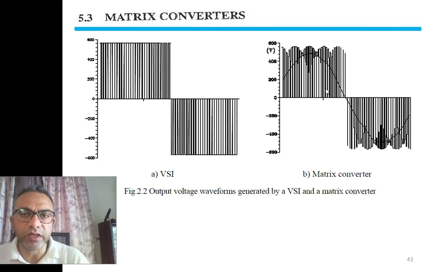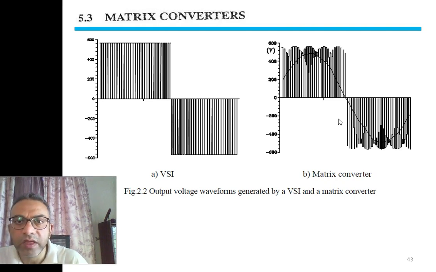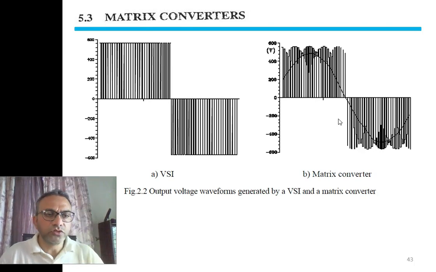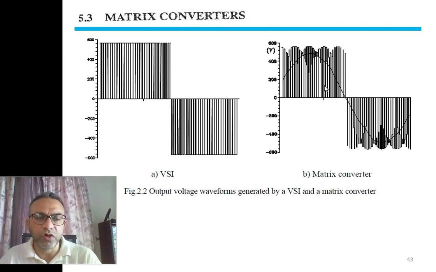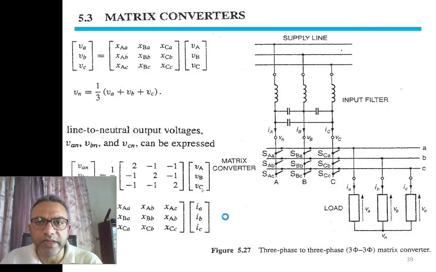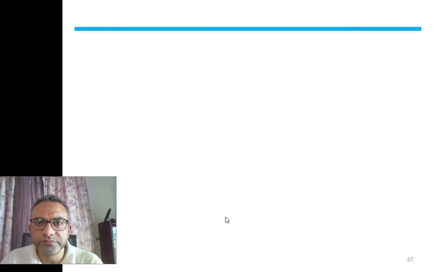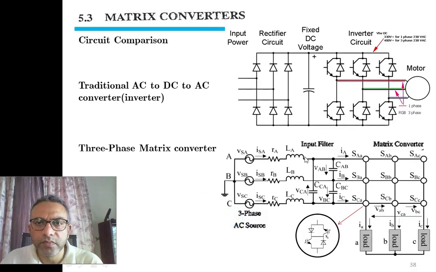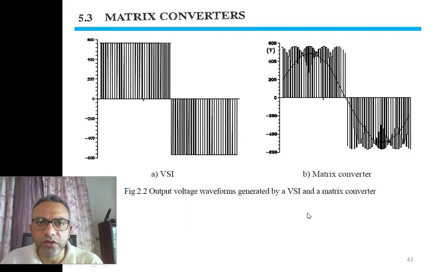So what we can expect here is that there will be a fundamental component, as shown over here, a sine wave, followed by a large number of low order harmonics. So we will have to handle the high frequency harmonics. This is the comparison. First we saw the comparison of circuits, the traditional voltage source inverter and the matrix converter. Next we saw the comparison of output voltages.